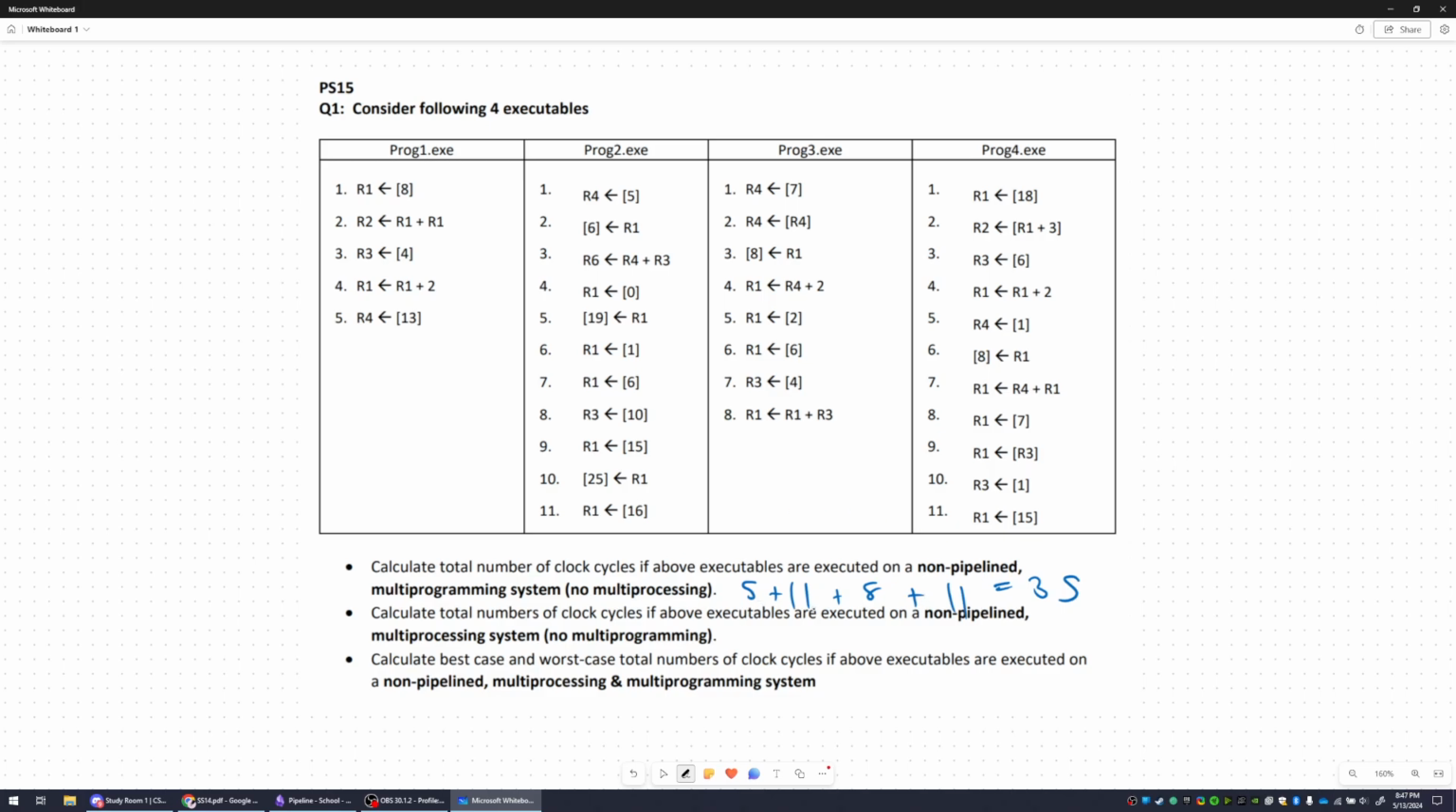So this is 35. This is also 35. The reason is these lines of code have to run one after another since they're not pipelined, and you have a multi-programming system but no multiprocessing, or multiprocessing and no multiprogramming. And if you don't have both, then it's basically like you have one CPU.